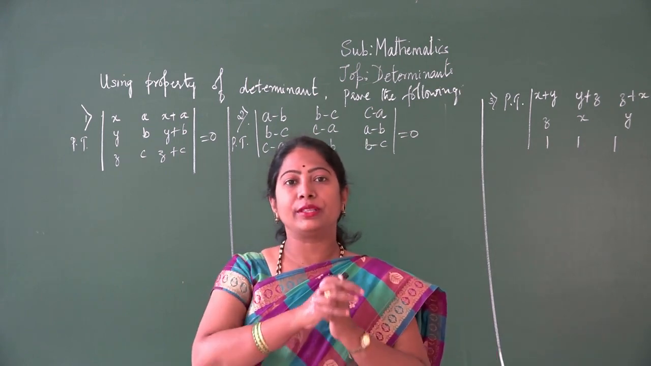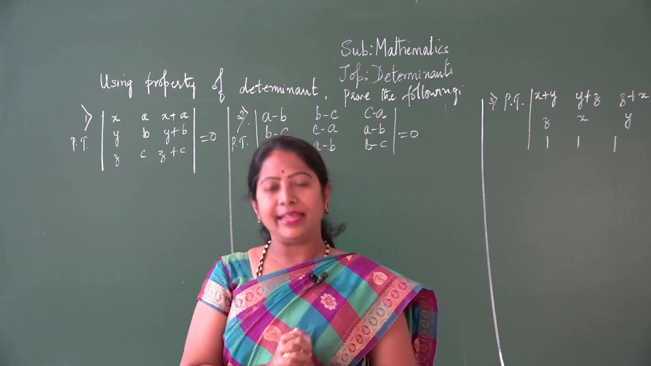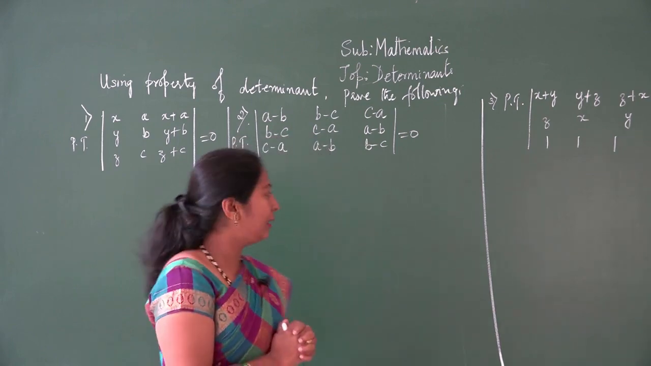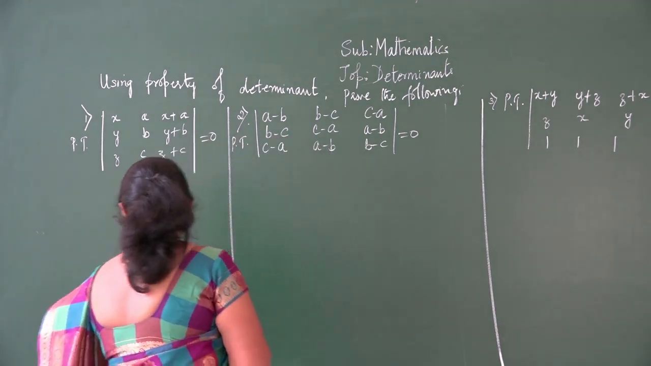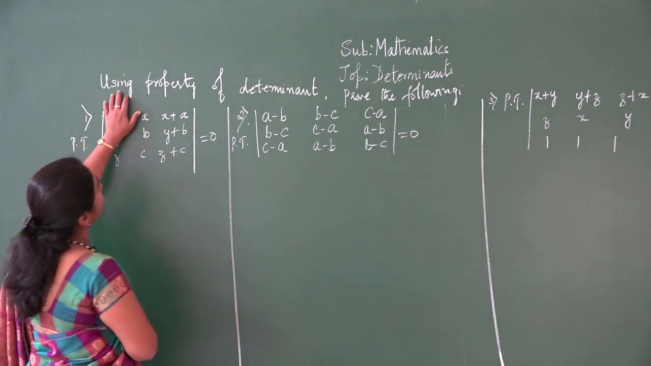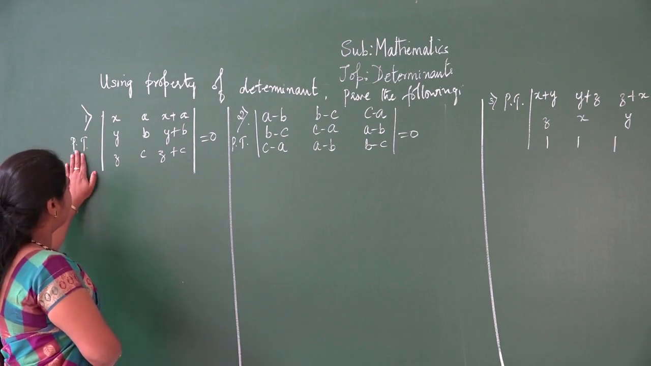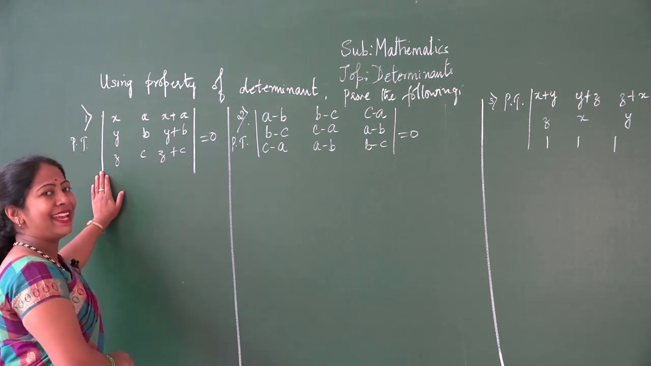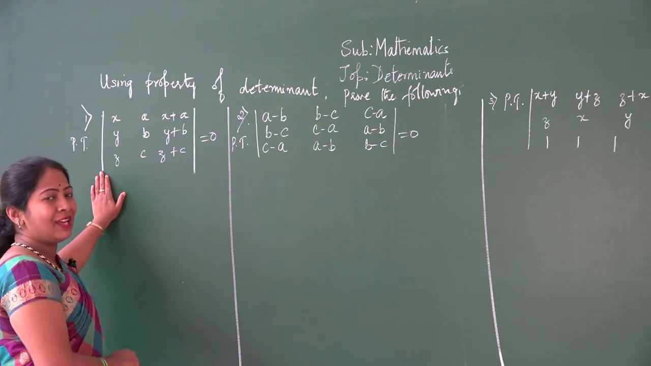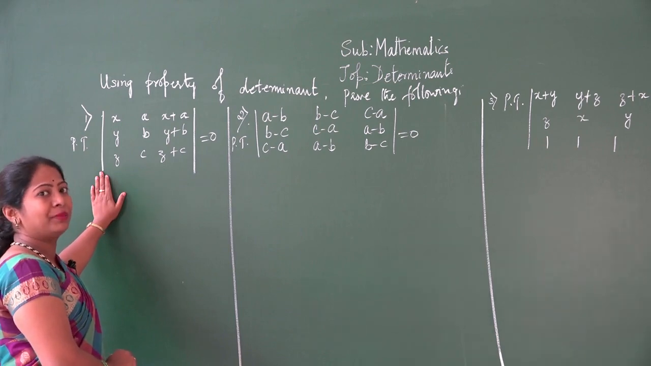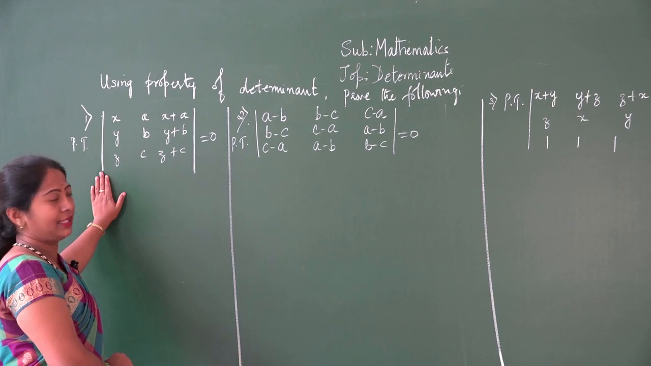So, based on these 8 properties, let us solve a few problems. Now, first, using properties of determinants, prove the following. The first problem: prove that determinant of x, a, x plus a, y, b, y plus b, z, c, z plus c equal to 0.